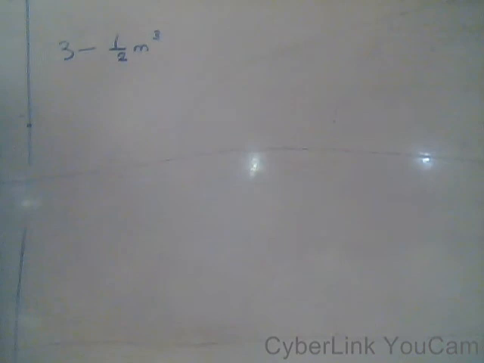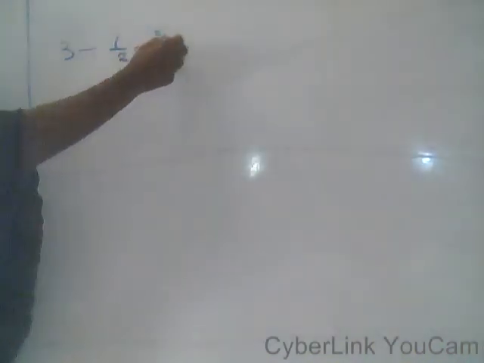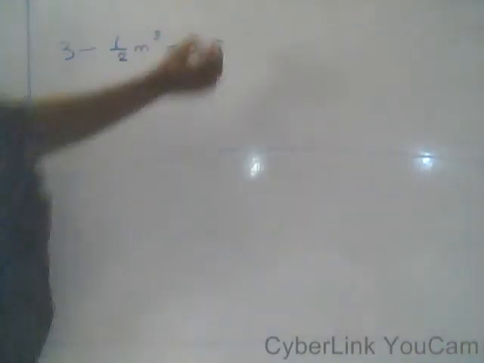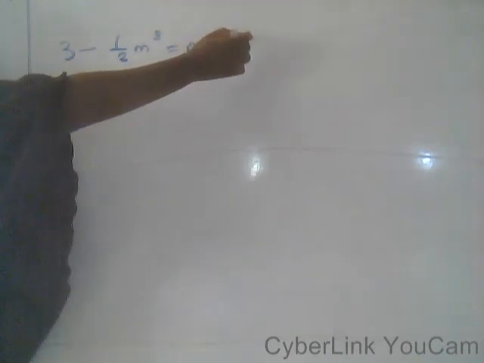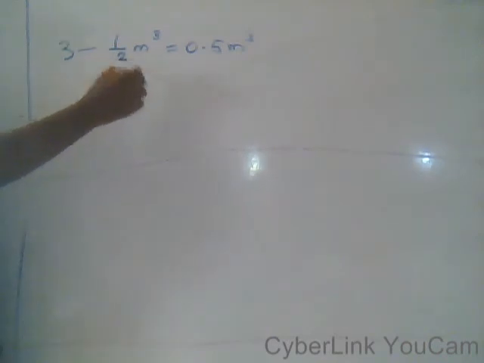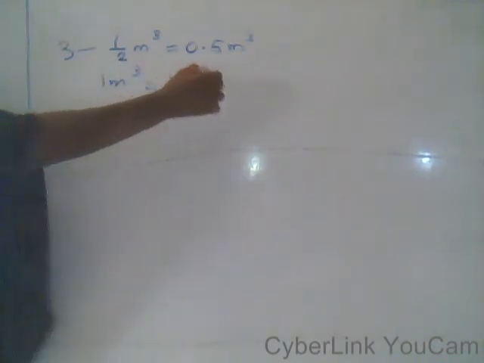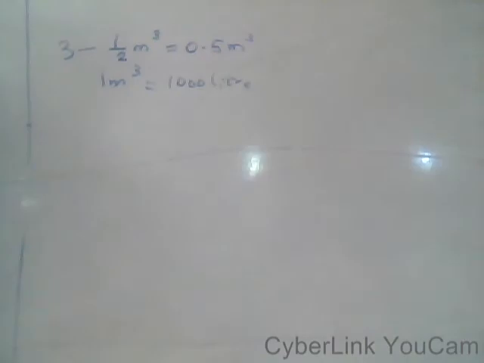1 over 2 meter cube. And mind you, 1 over 2 is the same thing as 0.5. Do you know that? Now 0.5 meter cube, that is our volume. And for us to get the capacity, recall 1 meter cube is equal to 1000 liter.